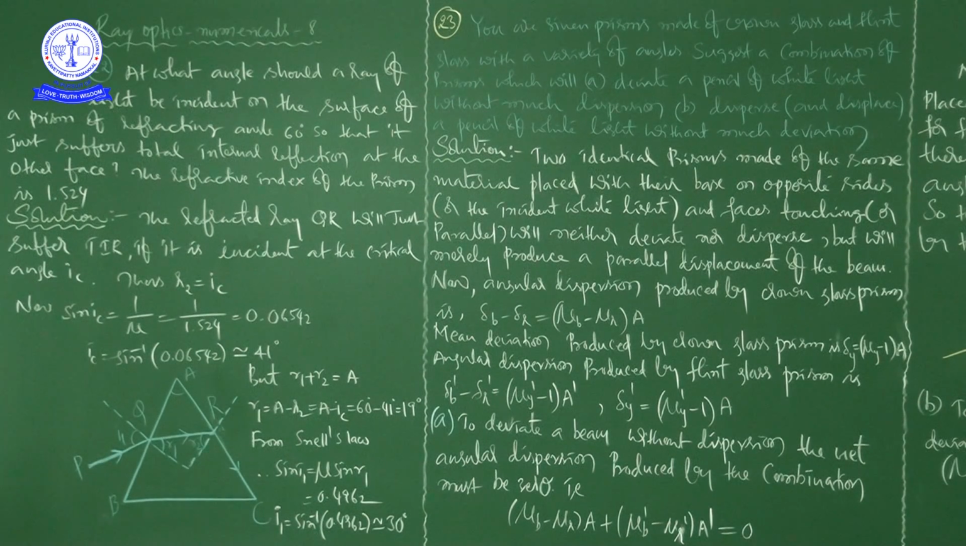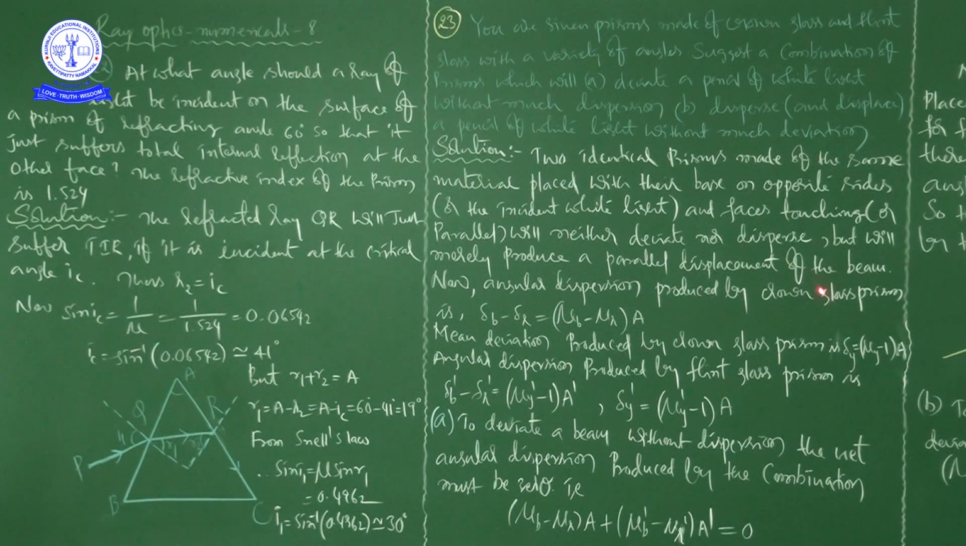This is possible when you take two prisms of the same material. This is the condition. What is the output? It will neither deviate nor disperse, it will purely produce a parallel displacement of the beam.